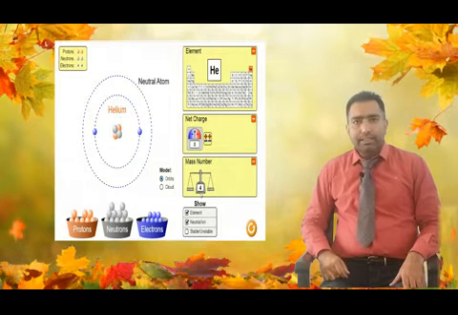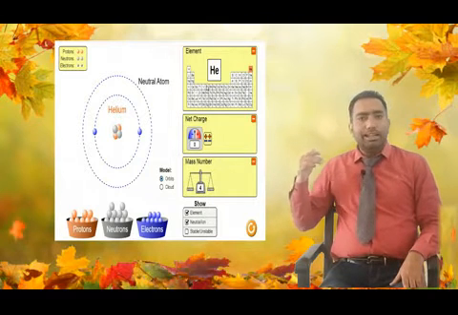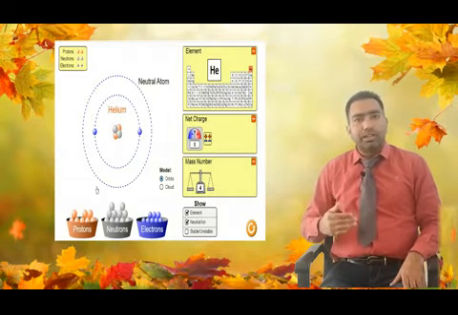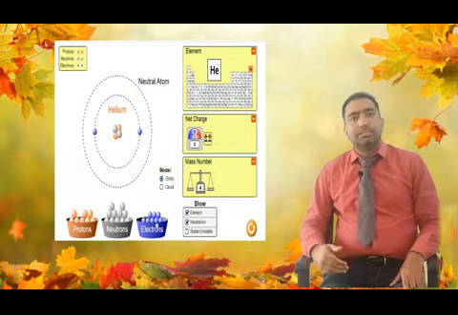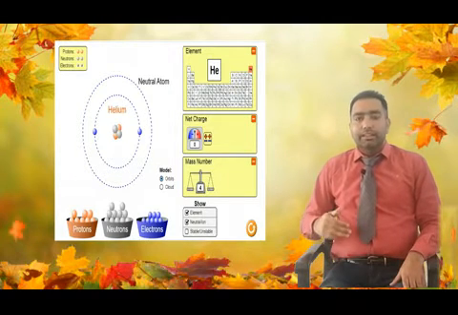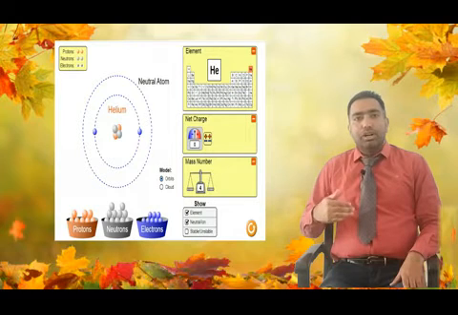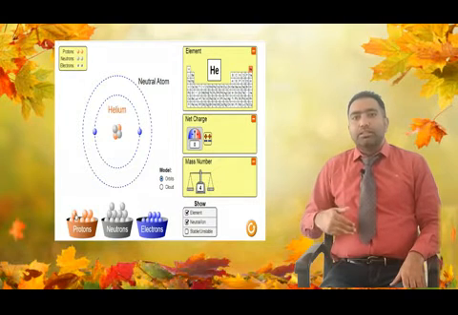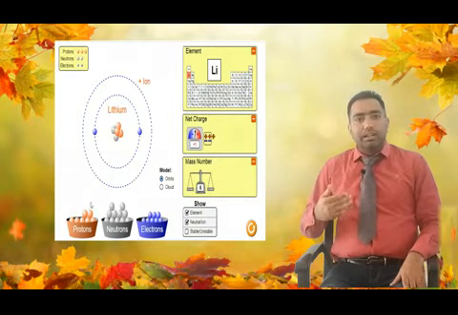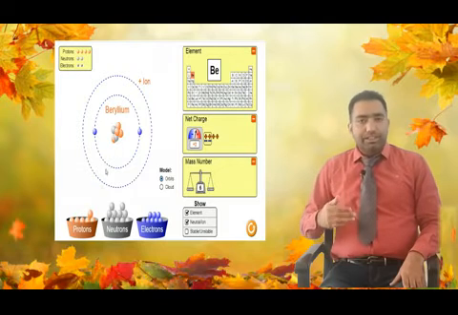Now in this way we can add more electrons, more protons, more neutrons. Accordingly new atoms and ions will be created, and thus this is the simulation by which we will be able to understand the concept of atom, concept of mass number, concept of ions very easily and in a concrete way.